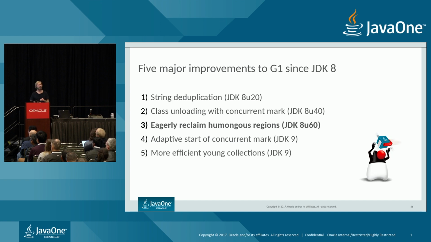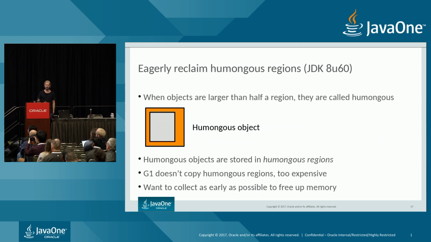The next little trick or improvement or feature we've done is, well, we've done many, but one significant one is eager reclamation of humongous regions, and this was shipped in 8u60. So let's have a look at that one. When objects are larger than half a region, they are called humongous in G1. And the regions they are allocated in are called humongous regions.